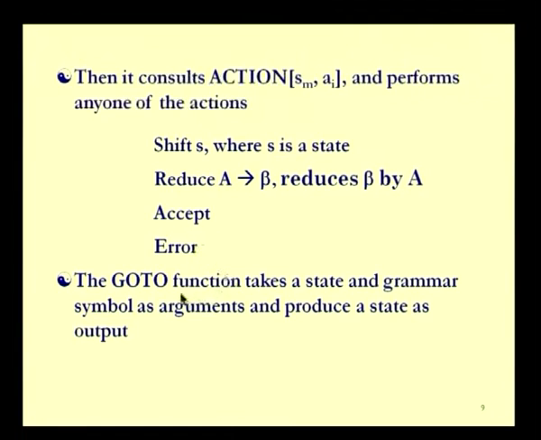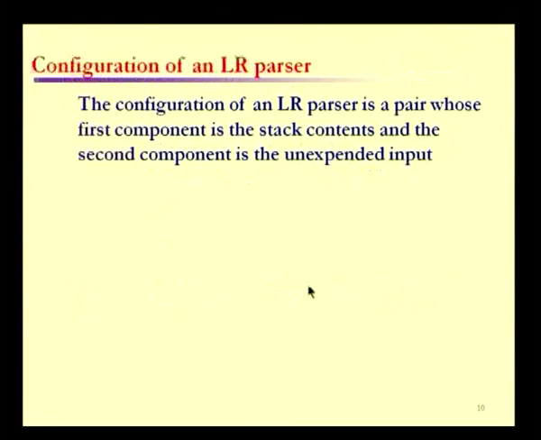And in the case of the go to function, it takes a state and a grammar symbol as arguments. The grammar symbol here means a variable. So, if both are given as inputs, it produces a state as the output. So, two inputs for the go to function, the state number and the variable name, and producing a state as the output. So, that is what the parsing table structure is.